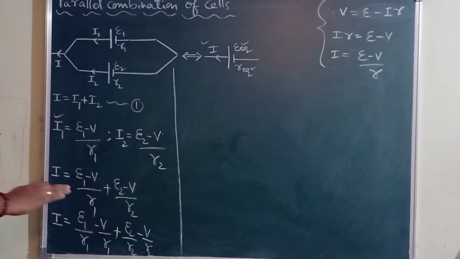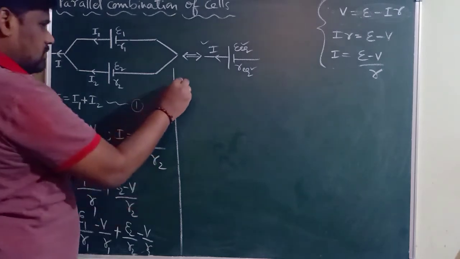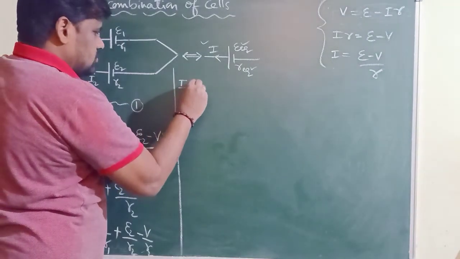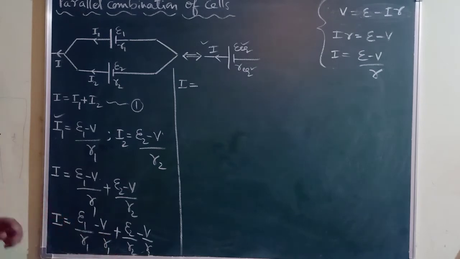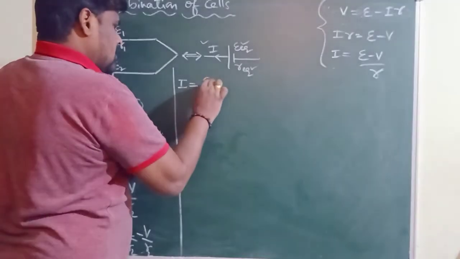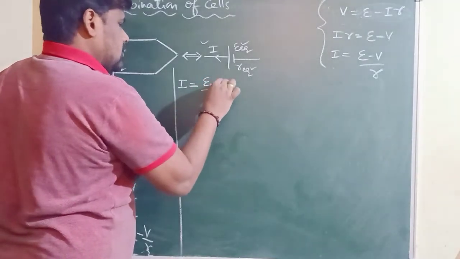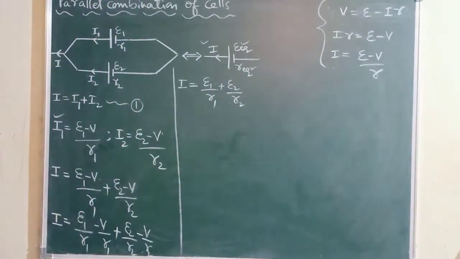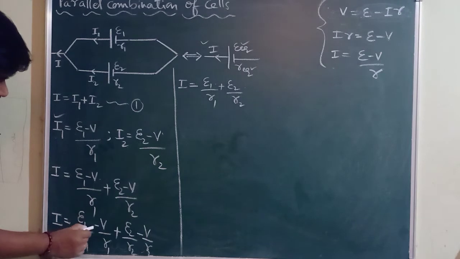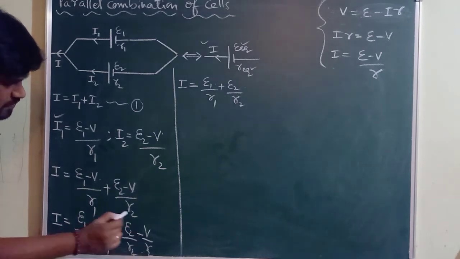Take the EMF terms on one side and the terminal potential difference terms on the other side, separately. What can I write? I is equal to E1 by R1, next E2 by R2. Therefore, what can I write? E1 by R1 plus E2 by R2. I am left with minus V by R1 minus V by R2.